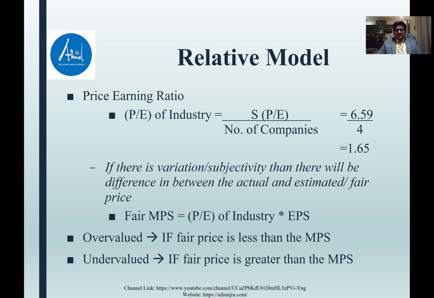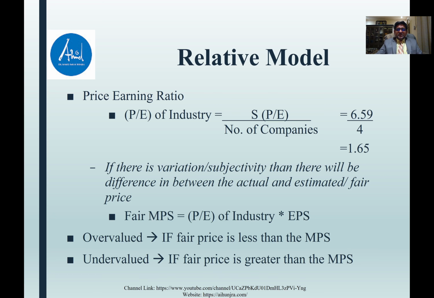If the calculated fair price is less than the market price, it means in the market it's overtraded, but its actual value is less than the market price. If fair price is less than market price, then we name it overvalued. If the fair price is greater than market price, then we name it undervalued.